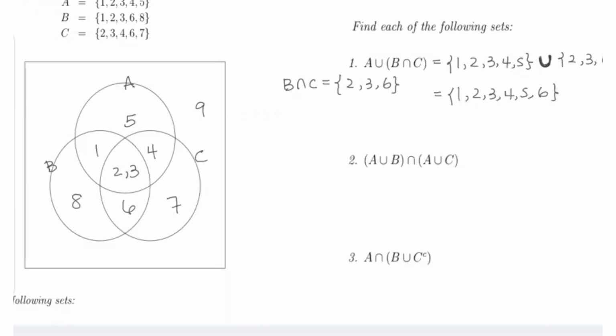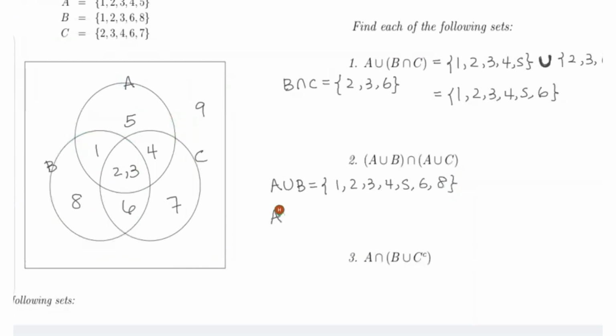Okay. Let's look at A union B and A union C. So A union B: everybody in A and B. A union B is 1, 2, 3, 4, 5, 6, 8.